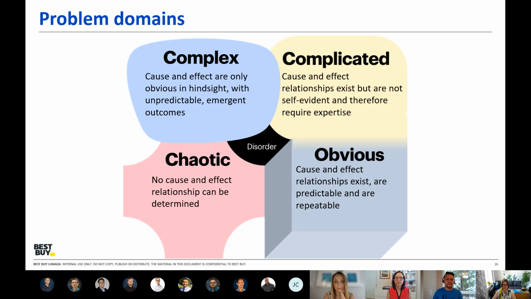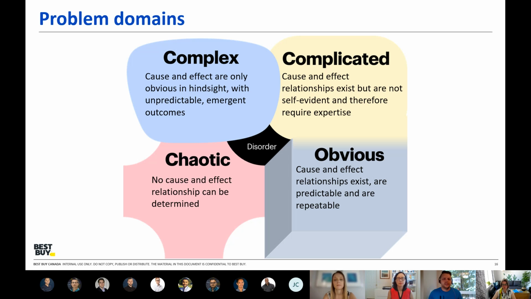So the 1900s, I think it was around 1930 to 1950s, is when chaos theory and complexity theory came around. And then complicated and obvious are known as ordered problems. So they're what most people think of when they do problems. Disorder, the last space, is where you actually don't know what type of problem you're trying to solve.